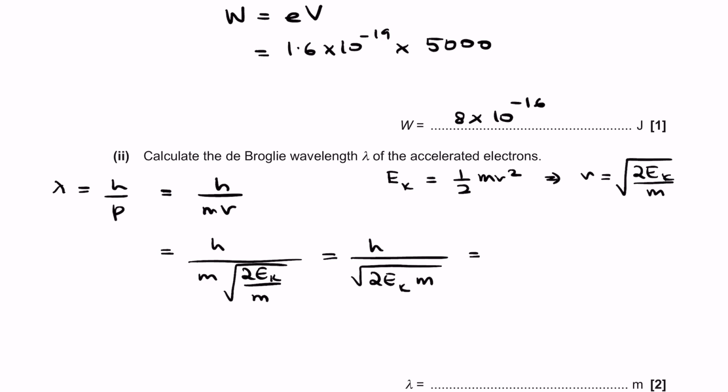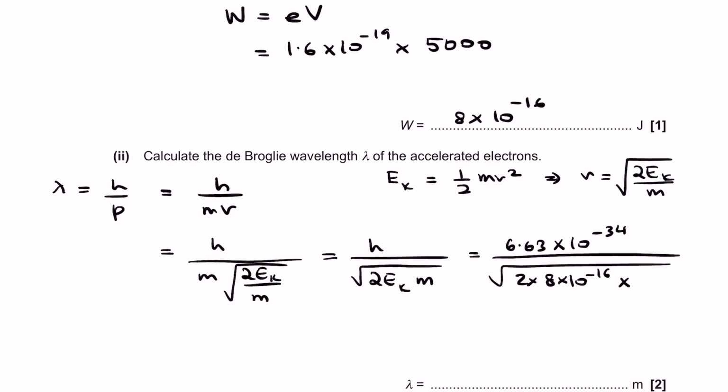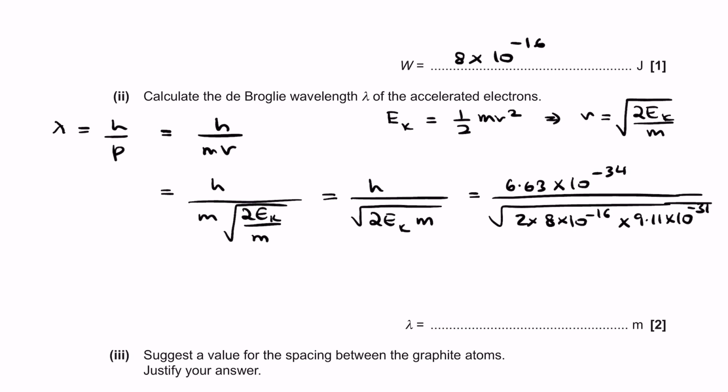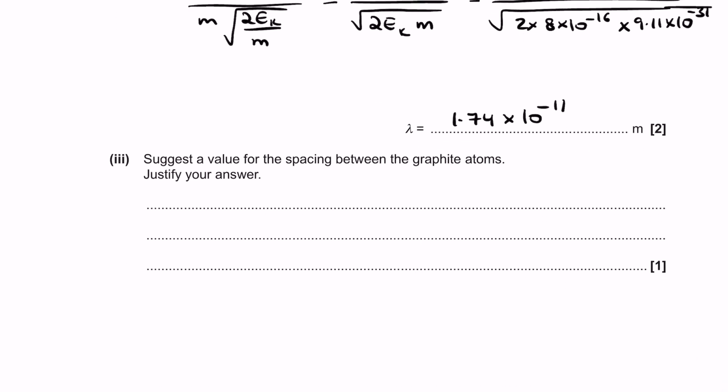So we've got everything now. All we have to do is plug in these values, and the kinetic energy is, of course, from part C, 8 times 10 to the minus 16. And m is known to us, that of electrons, and voila, you will have your answer as 1.74 times 10 to the minus 11 meters. Part D. Suggest a value for the spacing between the graphite atoms. Justify your answer. It would be expected to be the same as lambda, as I've calculated, for the diffraction to occur.